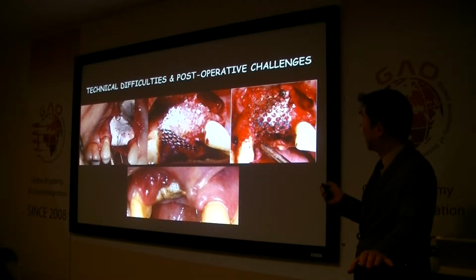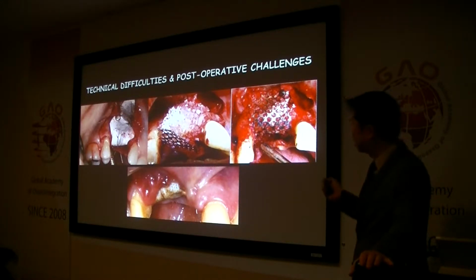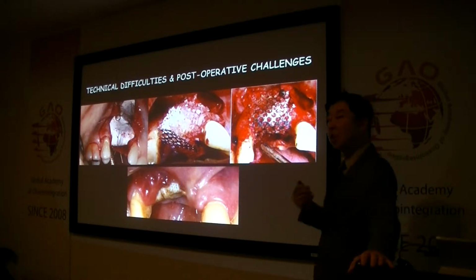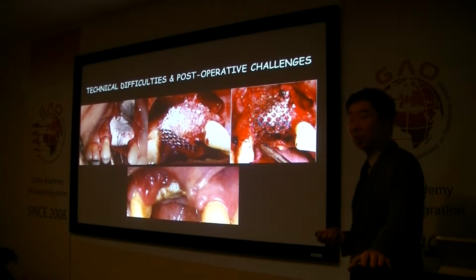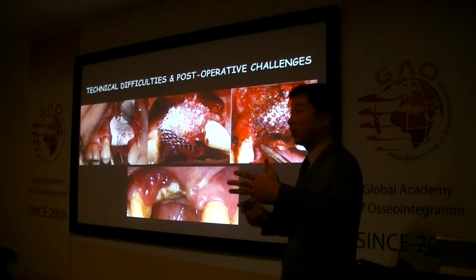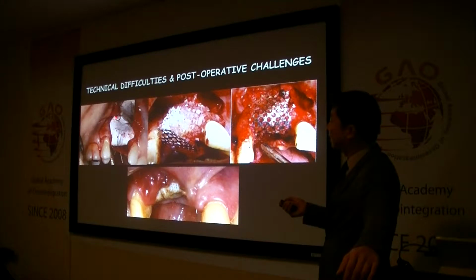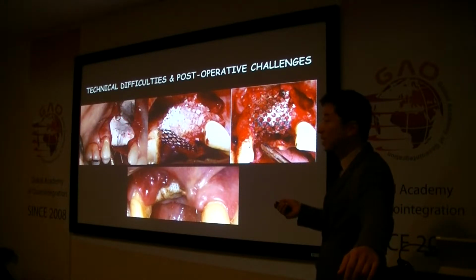So these are some of the other techniques that are being lectured and talked about when you go to the meetings. This is a titanium mesh. So you place the graft and close it up. Or this is titanium reinforced Gore-Tex membrane. It's a good barrier. A lot of times you have to fixate them, put some pins, and it's a lot of work. You have to bend the membrane.